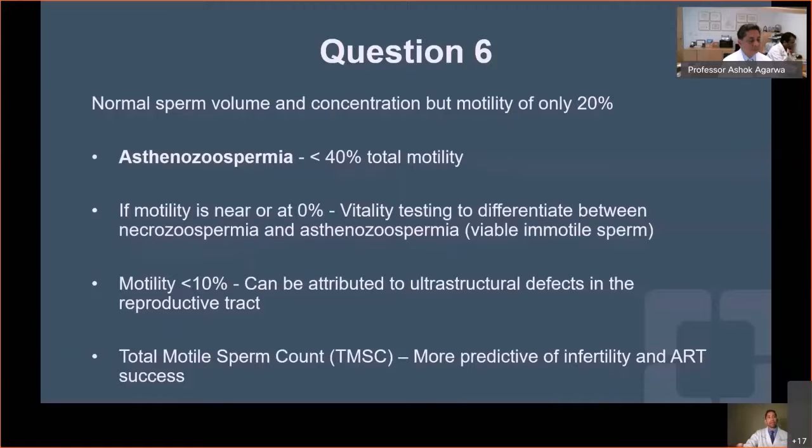Clinically, we commonly counsel patients using the total motile sperm count, which is a combination of the total semen volume, the concentration, and the motility. We have found the total motile sperm count to be more predictive of natural conception rates as well as success with assisted reproductive techniques.